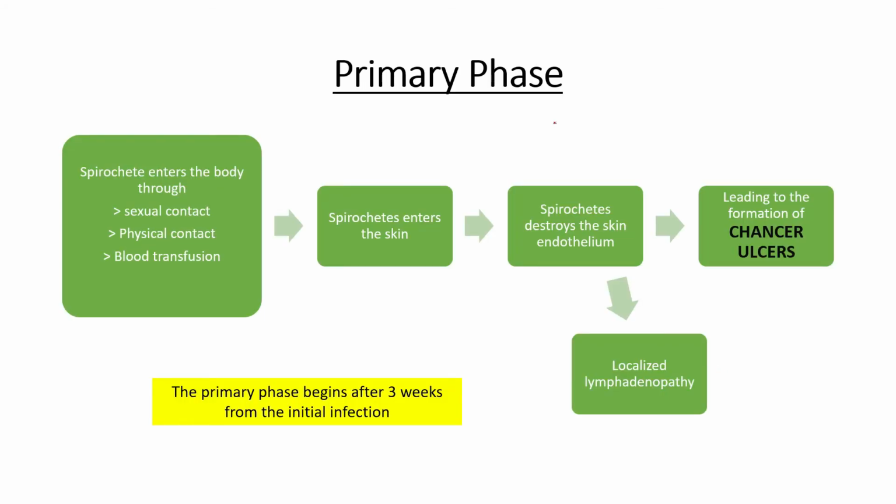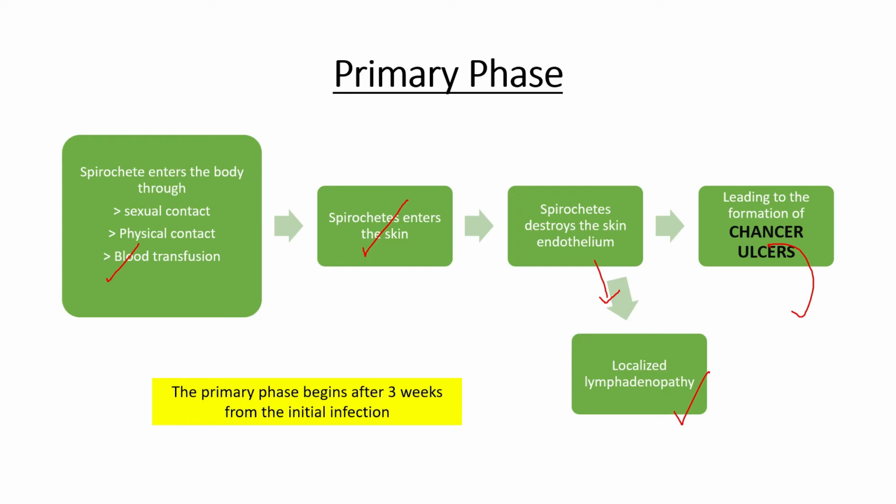Let's discuss the primary phase. A primary phase begins through your mode of transmission, that was either sexual contact, physical contact, or your blood transfusion. Through your transmission contact, the spirochete will enter your skin, and the spirochete will destroy the skin endothelium, leading to canker ulcers. Also, when the spirochete enters your skin, it will infect the local lymph nodes of that area, causing localized lymphadenopathy.